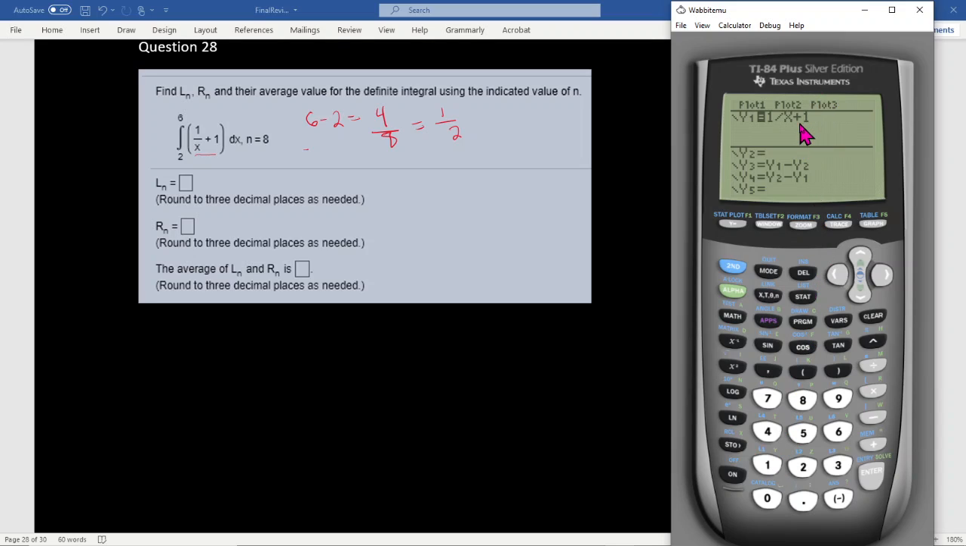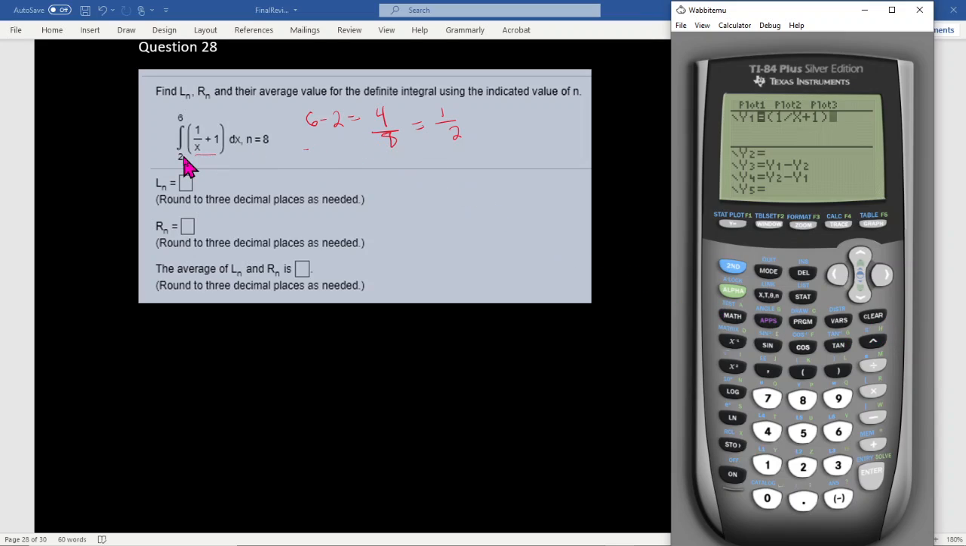Now, the 1 is not in the denominator. If you're not quite sure, put a parentheses. Watch this. If you go second, there's an INS for insert. You can insert things here, and it moves everything so you don't have to retype. Okay? So that's what we want to graph.